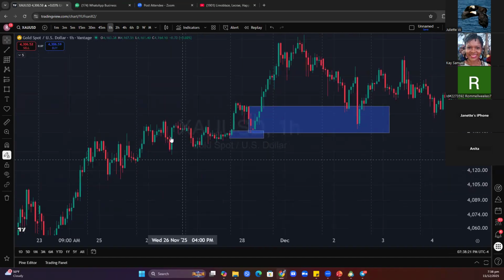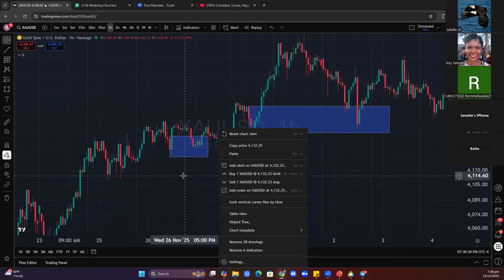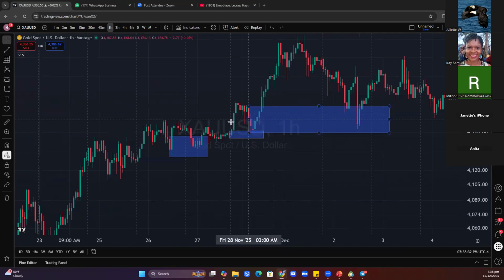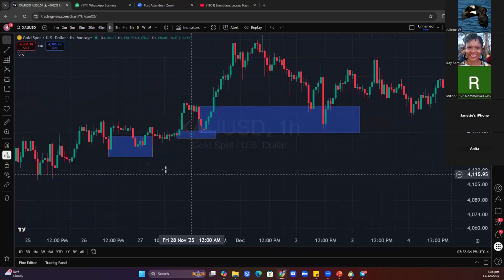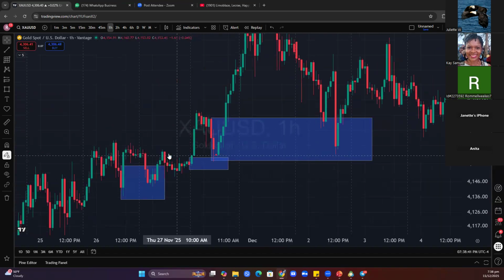Everybody's following. So even here, this particular candle, one that we might have missed right here, see how price came right away down into it and then pushed up again. Here, once again, same area on the 1 hour.